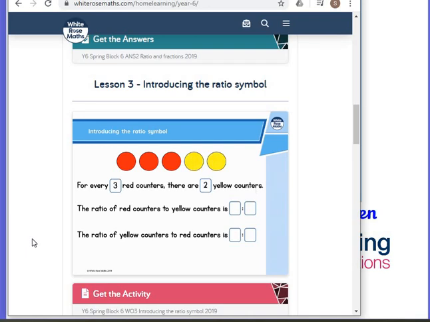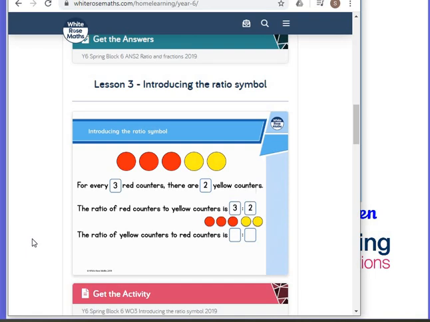What about our next sentence? The ratio of red counters to yellow counters is blank to blank. Notice how I've replaced the symbol in between the 2 boxes with the word to. So the ratio of red counters to yellow counters is 3 to 2. What about the next sentence?